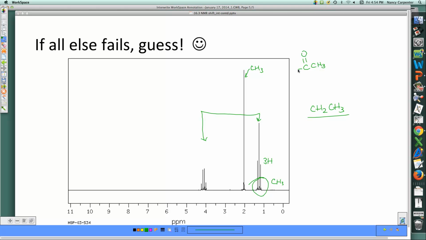And I'm going to guess that this is probably this molecule right here, and that this signal is this one, this signal is this one, and this signal is this one. And I'm going to tell you I'm wrong. I'm going to leave it to you to figure out why that particular molecule doesn't match this NMR.